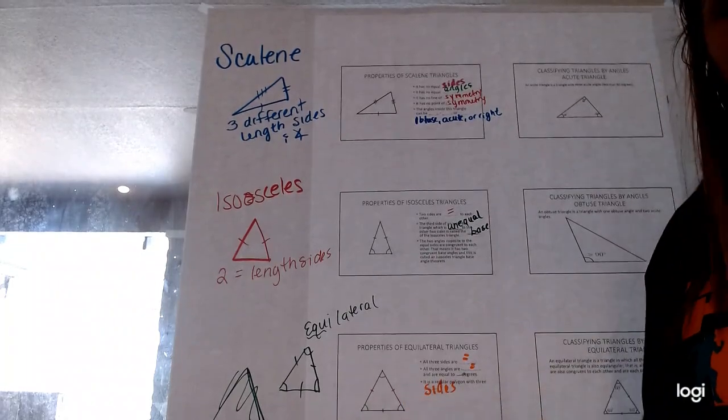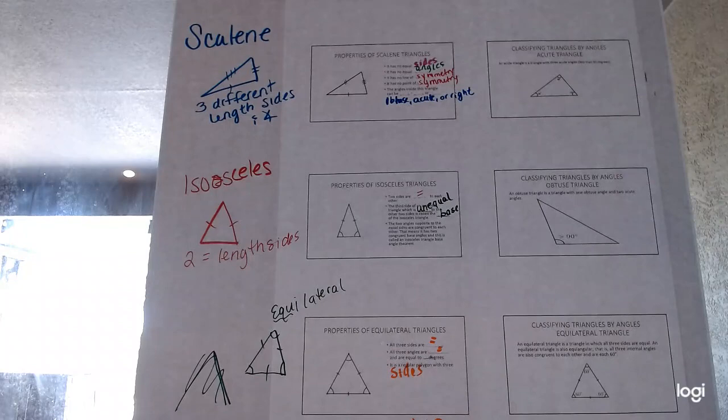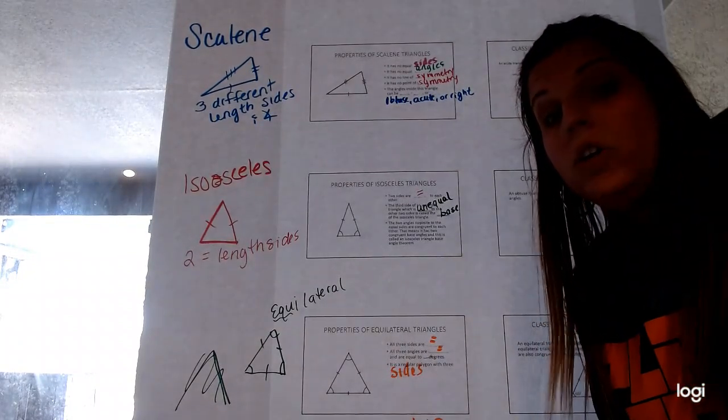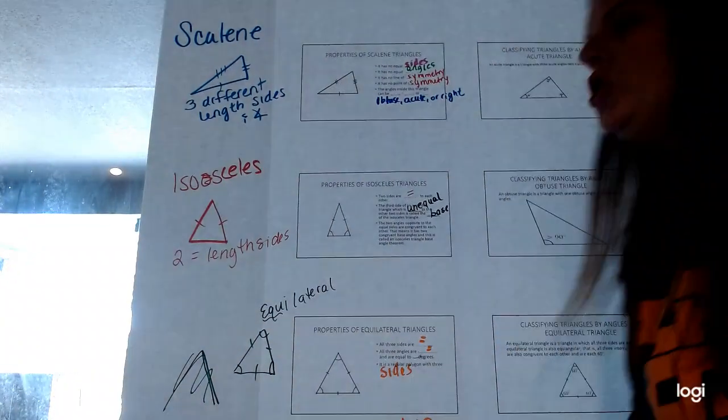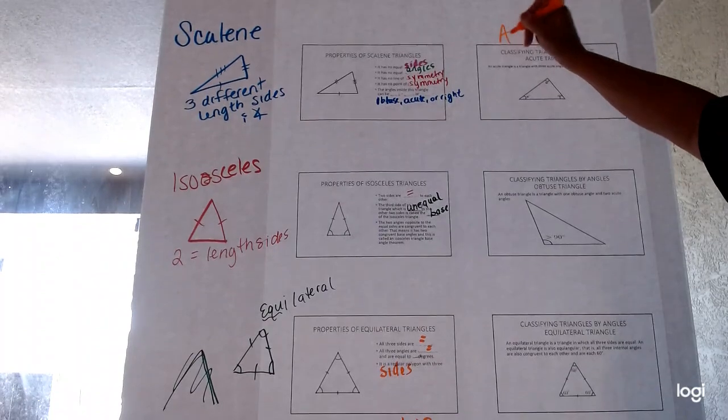And this picture is much better than mine. Your sides and your angles are exactly the same. Now over here, okay, we're now going to classify our triangles just by the angle. So this right here is what we call an acute triangle.